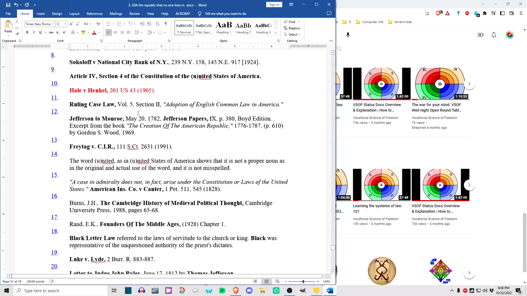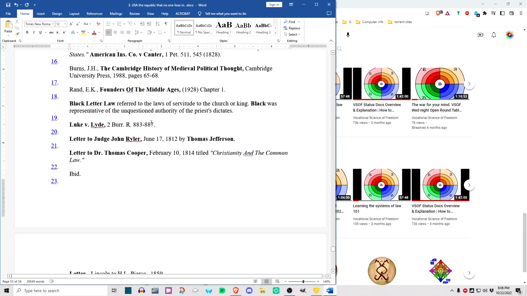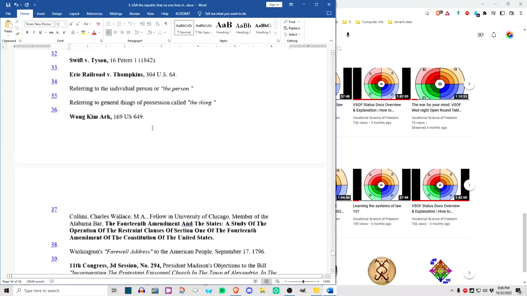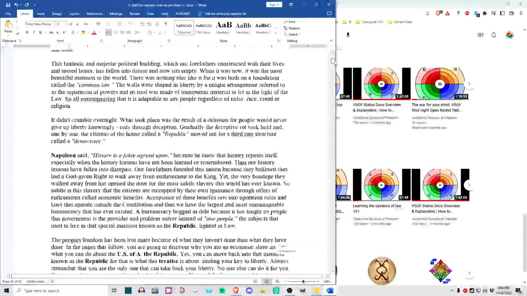I'm not going to go through the rest of these because we're coming up on time here, but a lot of these cases are interesting and important, and make sure to go back and read the context of where they're labeled in the document.